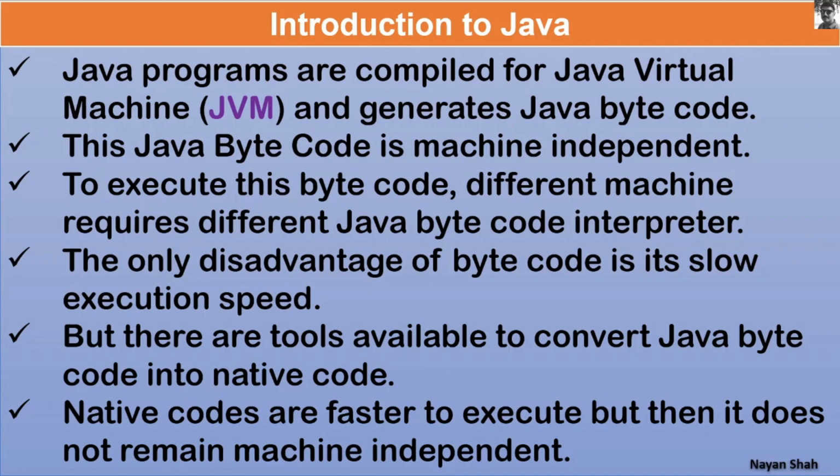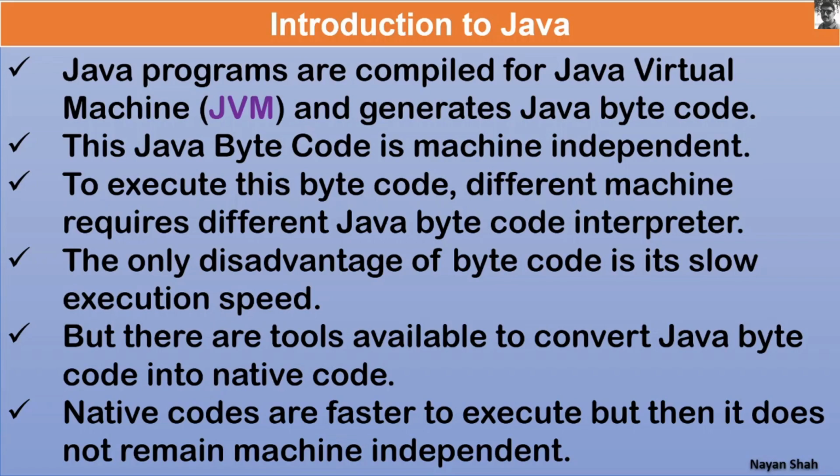Java programs are compiled for the Java Virtual Machine, that is JVM, and it generates Java bytecode. This Java bytecode is machine independent. It is not for one particular machine, but it is machine independent. To execute this bytecode, different machines require different Java bytecode interpreters, as we have seen in that previous picture.